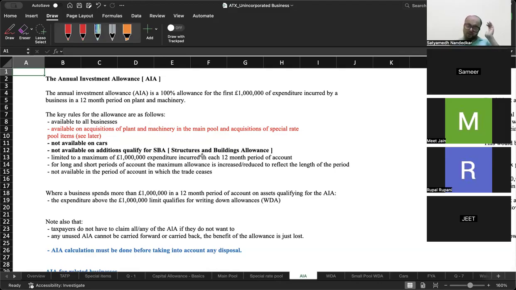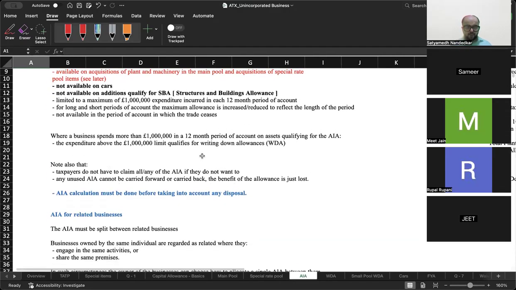Okay. It is available to all businesses, on acquisition of plant and machinery in the main pool and in the special rate pool, but it is not available on cars. And on those assets which qualify for SBA, you don't get the annual investment allowance. It is limited to 10 lakh pounds in each 12-month period of account. Now where business spends more than 10 lakhs in a 12-month period of account on assets qualifying for AIA, the expenditure above the 10 lakh limit qualifies for the written down allowance.